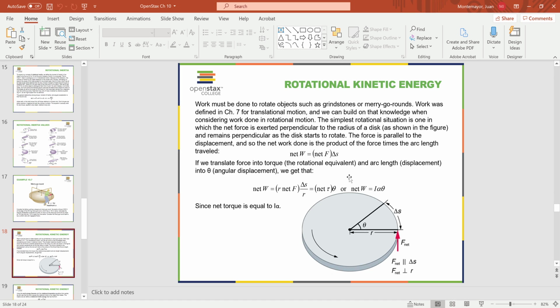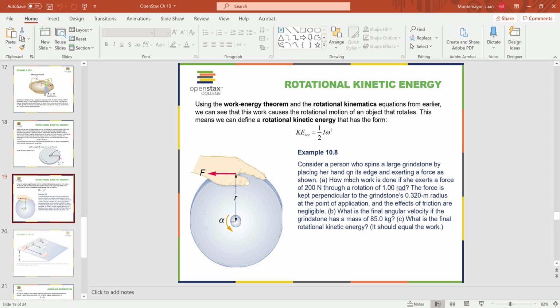Since the net torque is equal to I alpha, using the work-energy theorem and the rotational kinematics equations from earlier, we can see that this work causes a rotational motion of any object that rotates. This means we can define a rotational kinetic energy that has the form KE rotational is equal to 1/2 I omega squared.